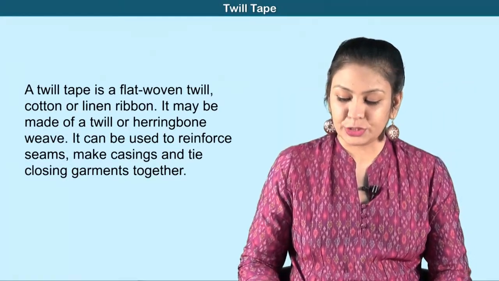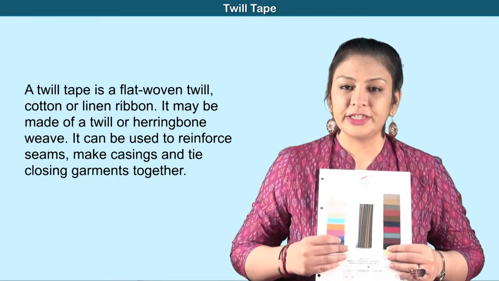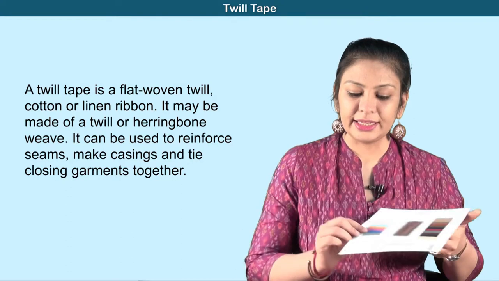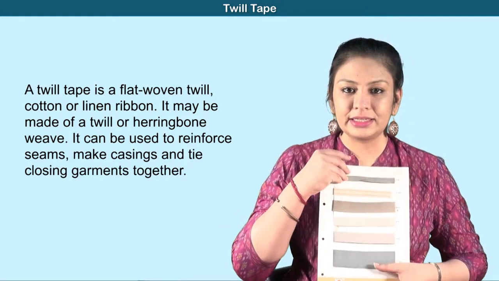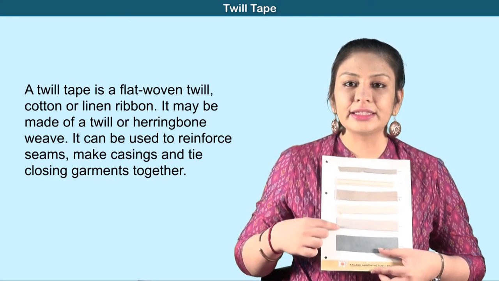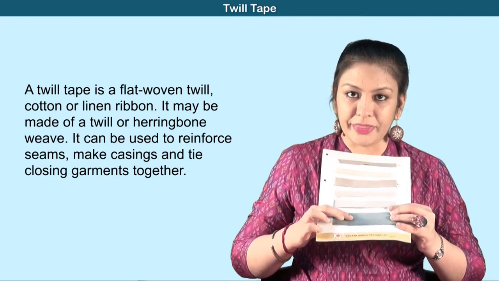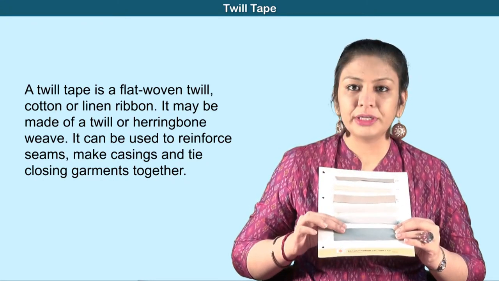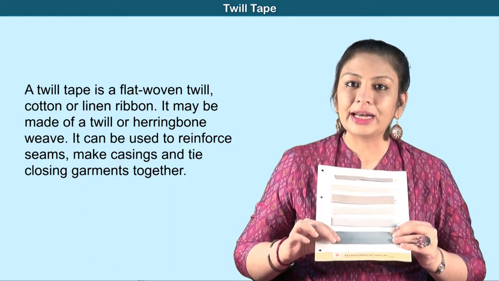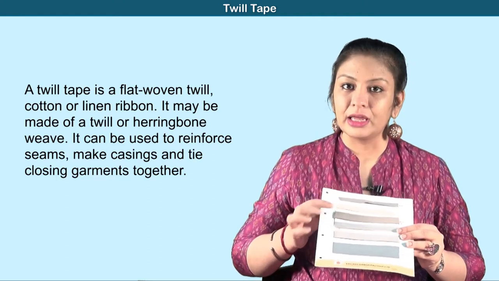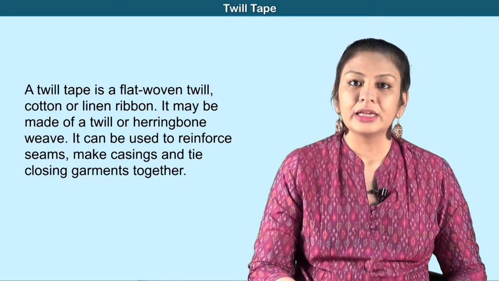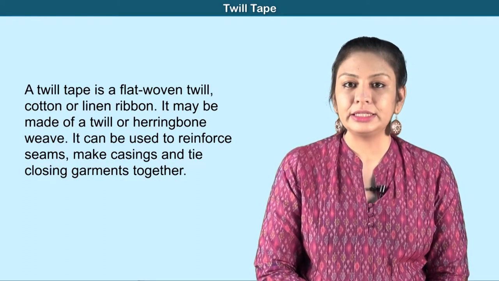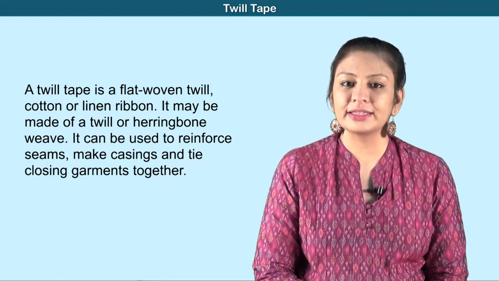Twill tape. A twill tape is a woven cotton or linen ribbon. It may be made up of a twill or a herringbone weave. It can be used to reinforce seams, make casings or tie closing garments and accessories like bags together. You can see that twill tape today has moved past the standard twill or the herringbone weave, and other textures are also commonly used. Sometimes twill tapes are layered with grosgrain ribbon or printed ribbon in order to produce a three-dimensional effect. Twill tapes are mostly available as ready-to-dye material, which means that they can be DTM, that is, dyed to match your apparel or accessory.